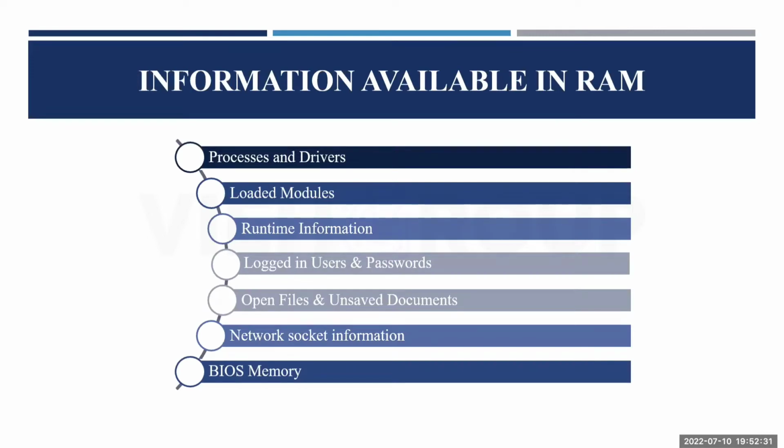So next is the information available in RAM. What information can we get by analyzing or acquiring the RAM? We'll get process and driver information. What are the loaded modules? The runtime information, like how much time the system is active, who are all the logged in users, and the passwords for the user accounts, and what are all the files open and unsaved documents, network information, and even BIOS memory is also available in RAM.